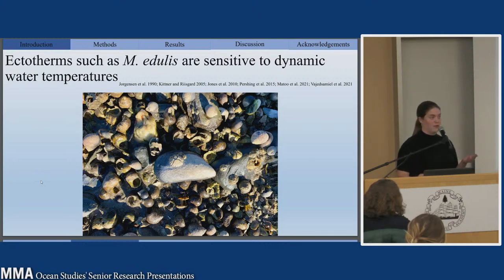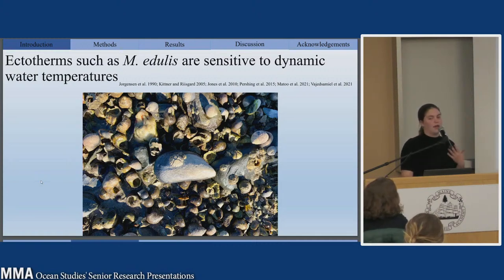A study done by Matu et al. has already claimed that in the Gulf of Maine, there's been a 60% decline in the blue mussel population. This future warming that is expected to come seems concerning and could possibly worsen this population decline.